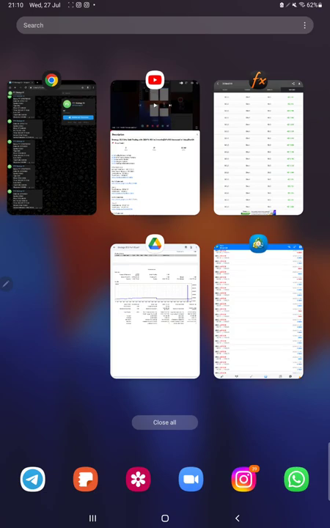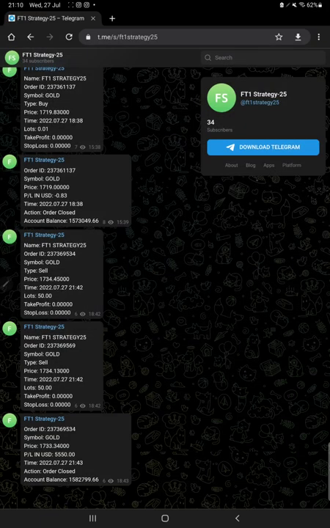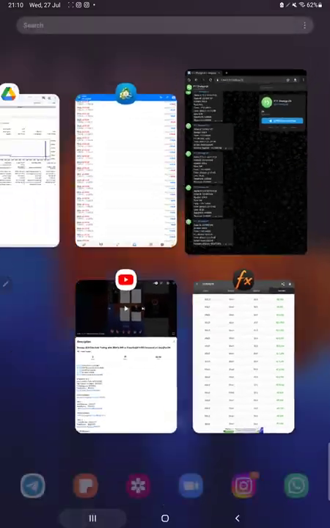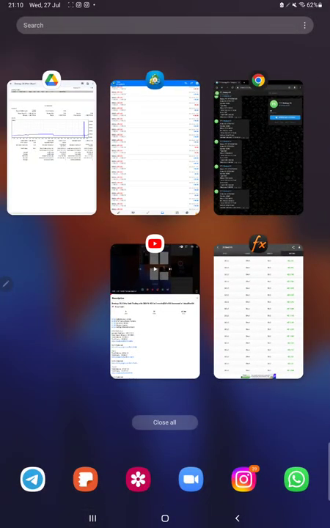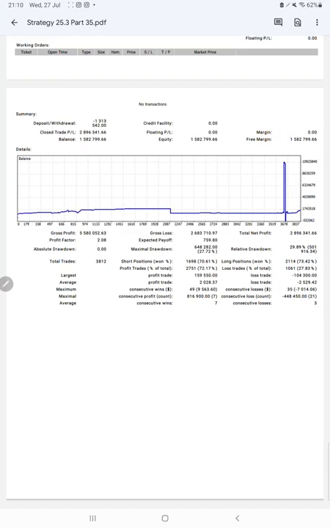After then it is connected with our Telegram channel, where all the trades as per their order ID can be verified, and how much profit and loss is booked there also we can see. It is available with a strategy number, FT1 strategy 25. So that Telegram channel you can follow and stay updated with all the details, like whatever trades we have placed.